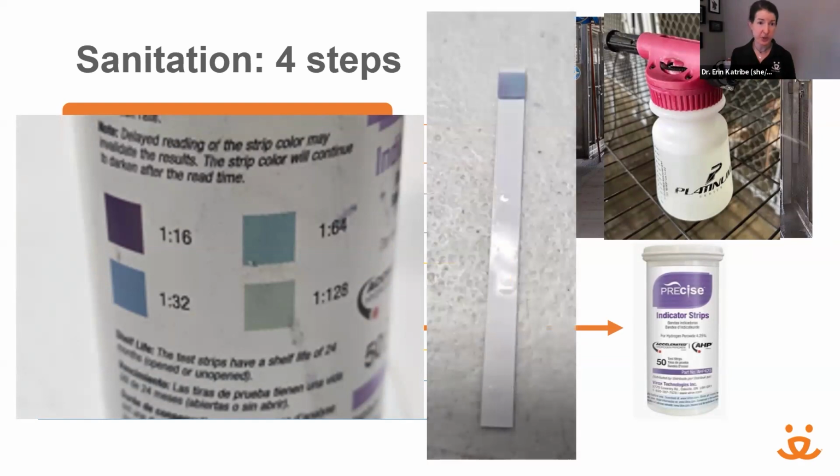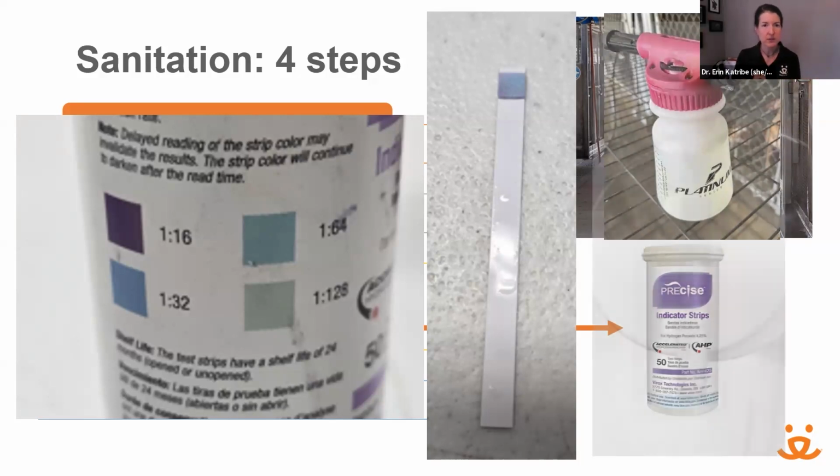So here are examples from a shelter that we were at and we actually tested. This first one is from a bottle that was labeled 1 to 64, and I went and tested it. The color change was somewhere in between 1 to 32 and 1 to 64. So it's at that concentration or more concentrated. So I'm good with that.